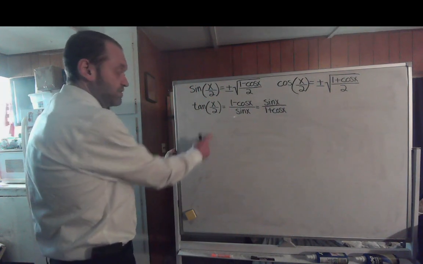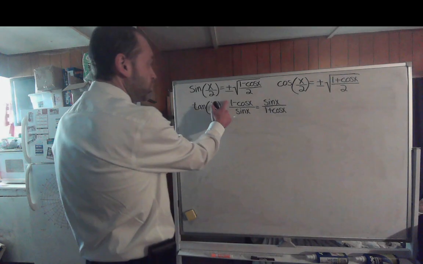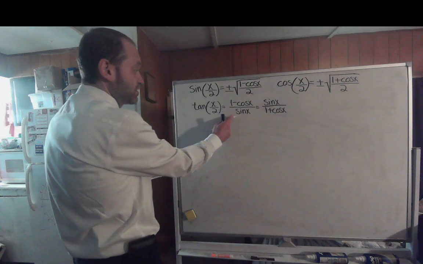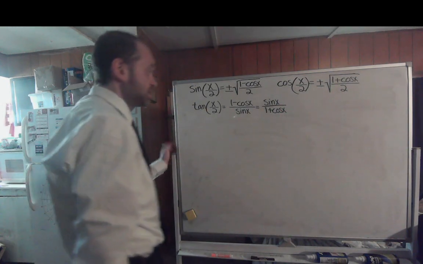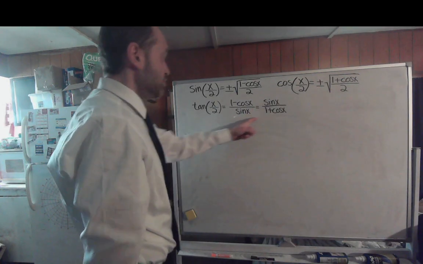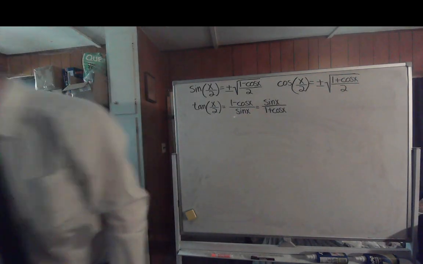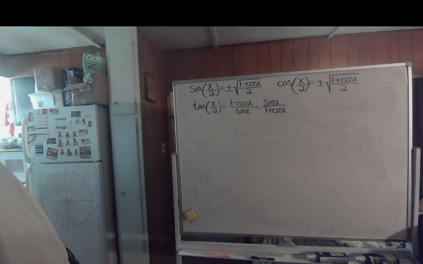And then the tangent of x over 2 is either going to be (1 minus cosine of x) over the sine of x, or the sine of x over (1 plus cosine of x). You can use either formula. They'll both work out to the same result. So let's do some exercises here.